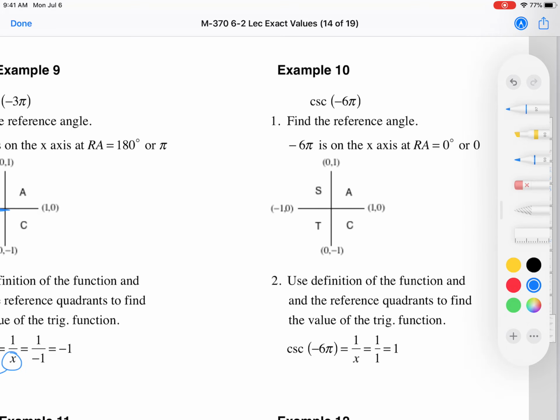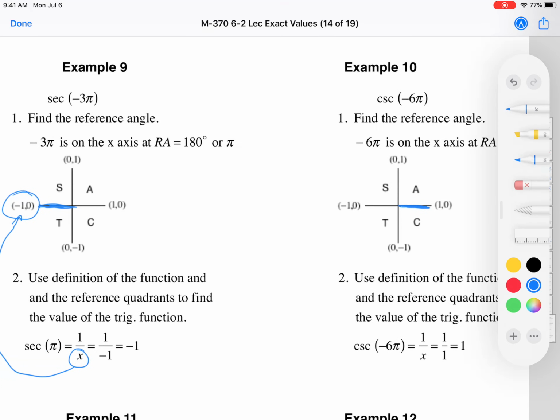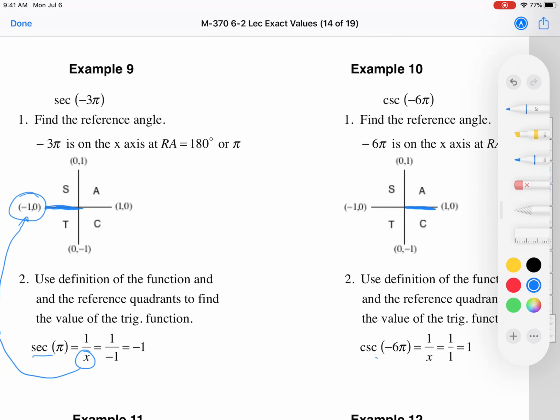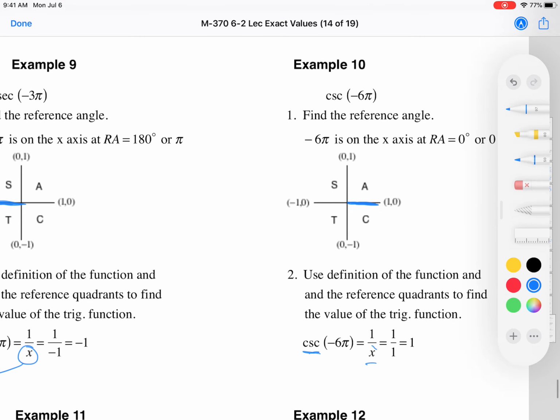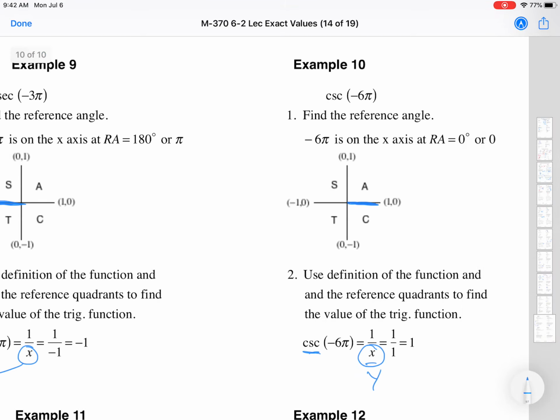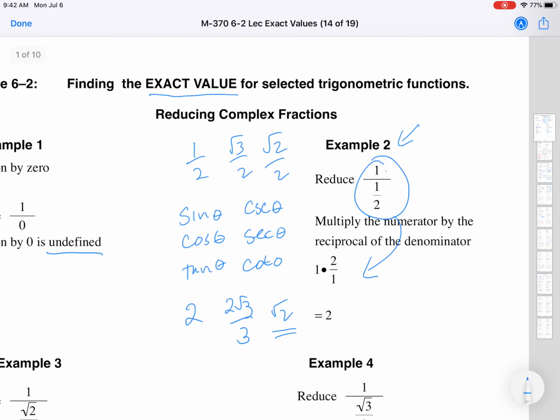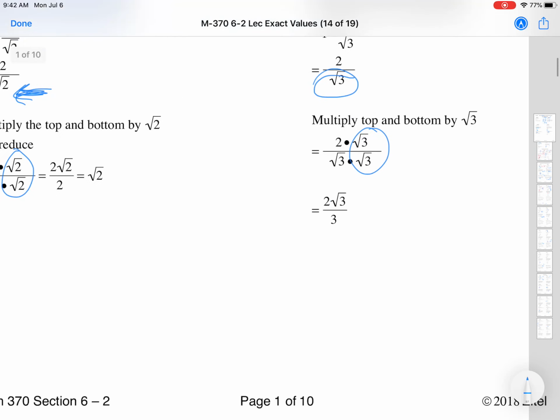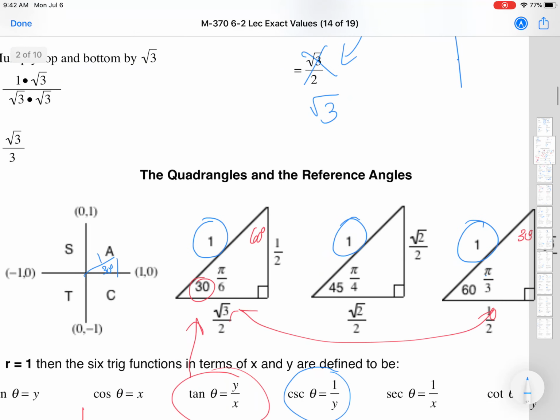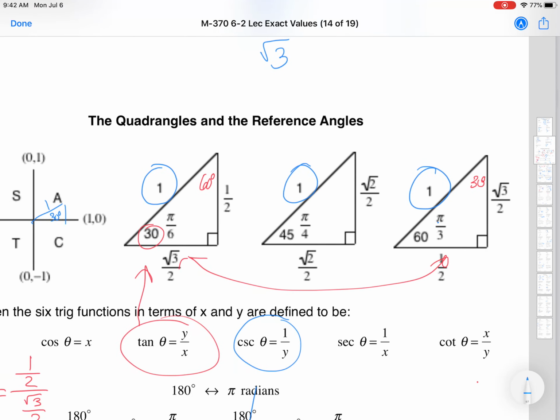And then cosecant, in example 10, negative 6 pi would end up right here. All the even pi's are right there. Cosecant is related to, now we've got a problem here. Secant and cosecant can't both be 1 over x. Secant is the flip of cosine, so 1 over x is correct there. This is 1 over y. So if I go back to the first pages, let's look at what his cosecant definition is and make sure we're doing okay. Cosecant definition, absolutely 1 over y.